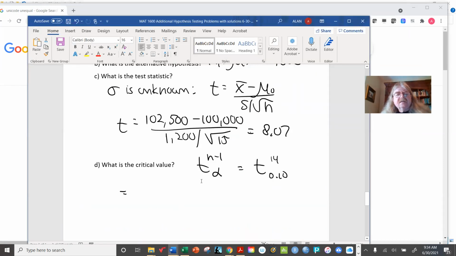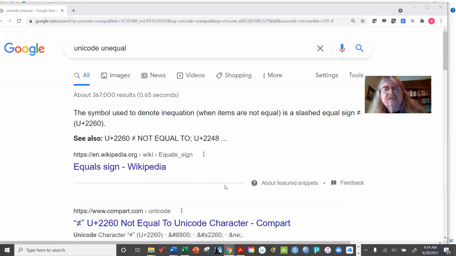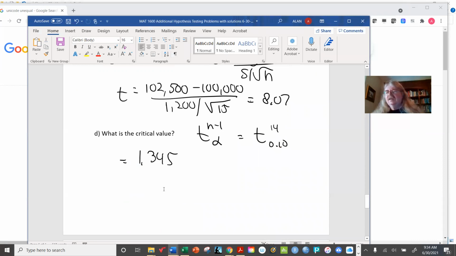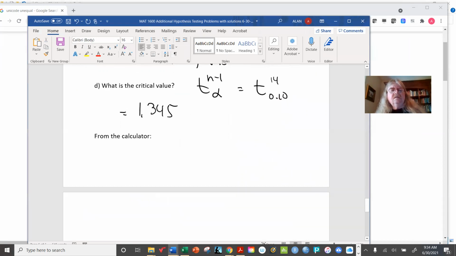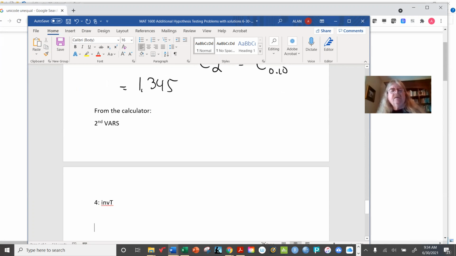But we're going to confirm it with our calculator. Why not? It's possible to make mistakes when you look at a table. So from the table or from the calculator, use second bars, number 4, INVT. And when you get there, just like before, it's going to ask you for area and degrees of freedom.